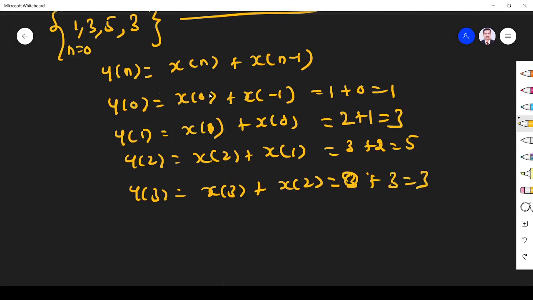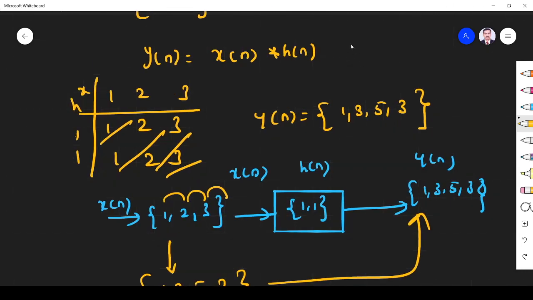So what is the thing? We have added present sample and past sample. Y of 0 is present x of 0 and x of minus 1, which is past. Y of 1: x of 1 is the present input, x of 0 is past. Y of 2: present output, present input, past input. That's what I have taken here.